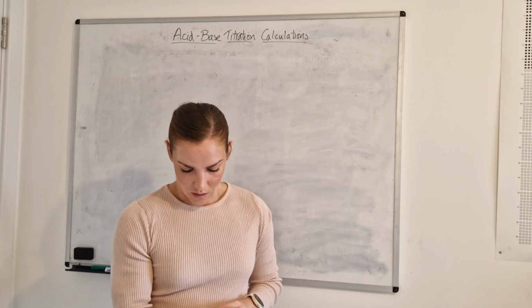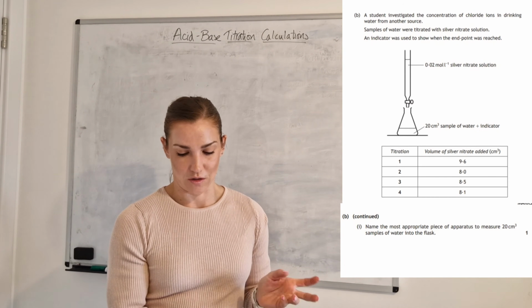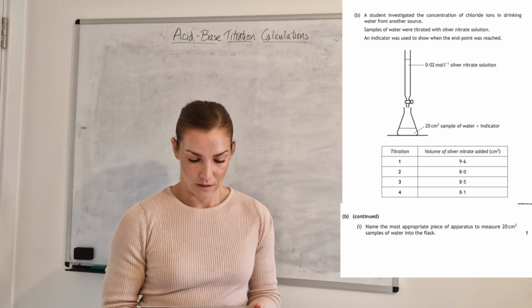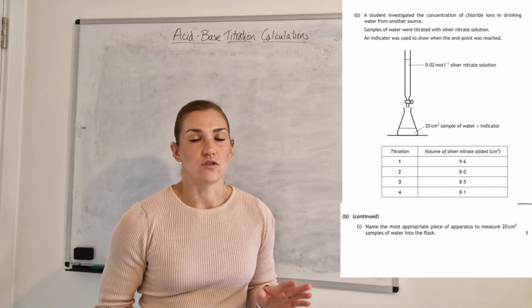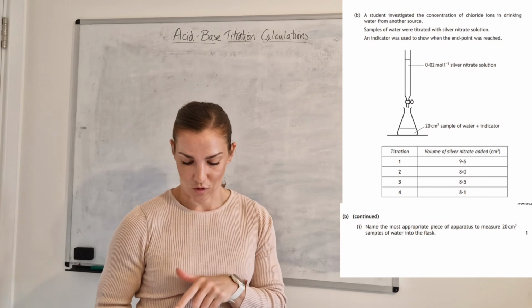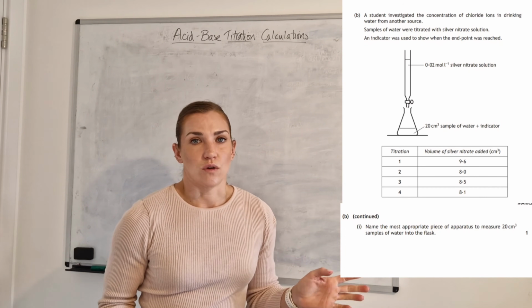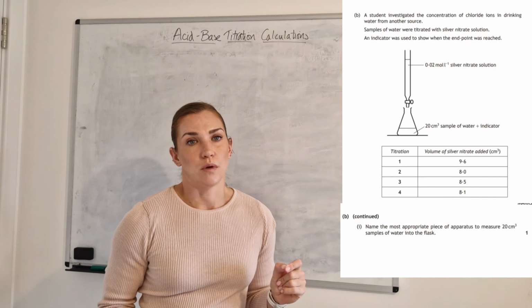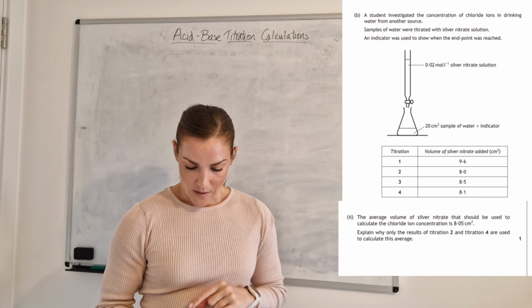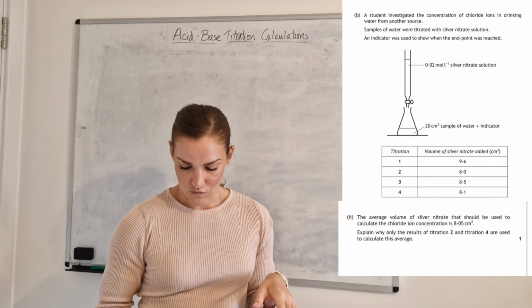The first question again is asking the most appropriate piece of apparatus to measure out the sample of water. Again, you're always measuring your sample using a pipette. Pipettes are the most accurate way of measuring volumes, but they can only do exact volumes. So for the 20 centimetre cubed sample, we would need a 20 centimetre cubed pipette. If it just so happened that you didn't have a 20 centimetre cubed pipette, the next best thing would be a burette.